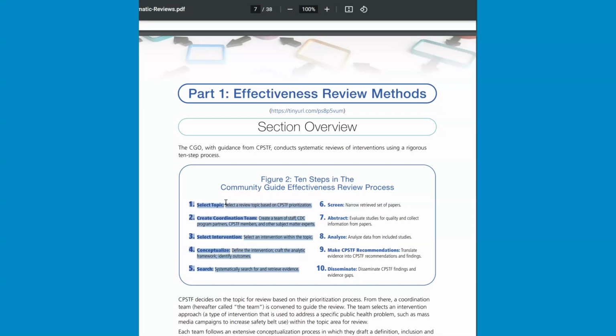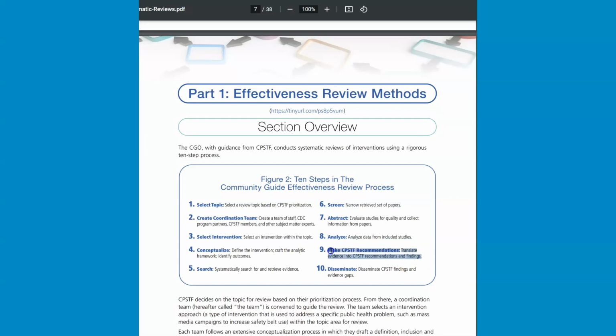But then you're not done, because then in number 6, you're trying to screen and narrow the retrieved set of papers down even more. And I've provided techniques and guidance on how to do so. And then number 7 is evaluating studies for quality and collecting information from papers, abstracting out information. Again, there's some examples of that that I've shown before. And then analyze data from included studies. Look at what's in there.